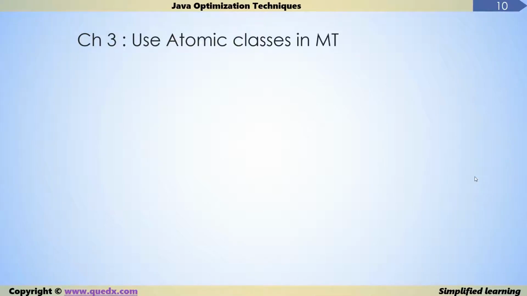In this chapter, we'll look at use of atomic classes in multi-threaded applications. Consider a multi-threaded application that is required to track website activity. In very simple terms, it needs to maintain a count of page visits. We can have a website activity class that has an integer counter, and we can provide a helper method increment that will increment the integer counter.